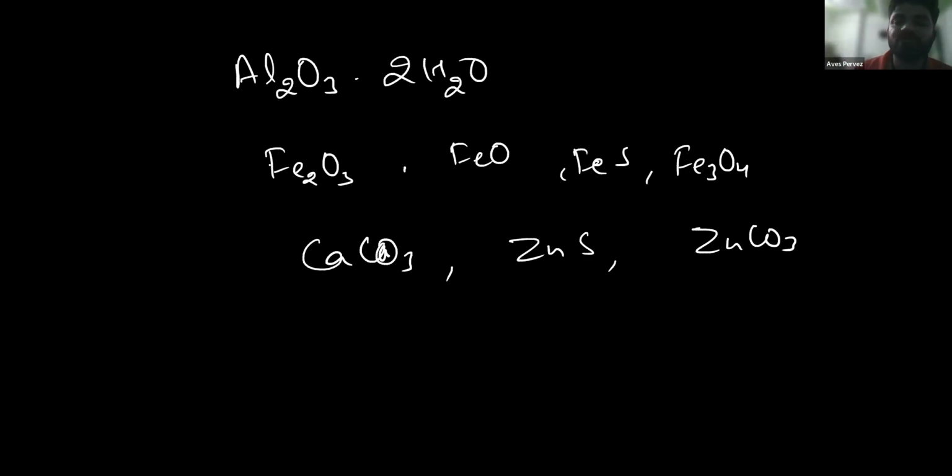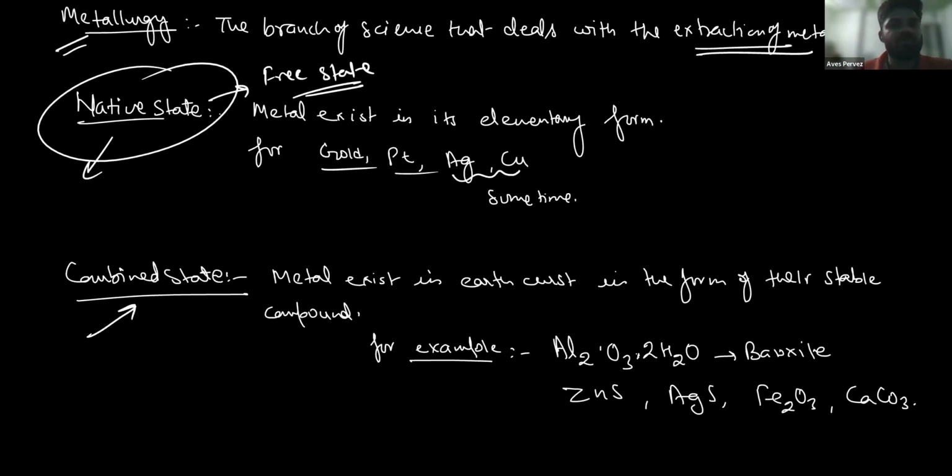Okay, you understood? So metals may exist in the native state, the free state, or in the elemental form. Okay, so please note it down in your copy. Note it down.